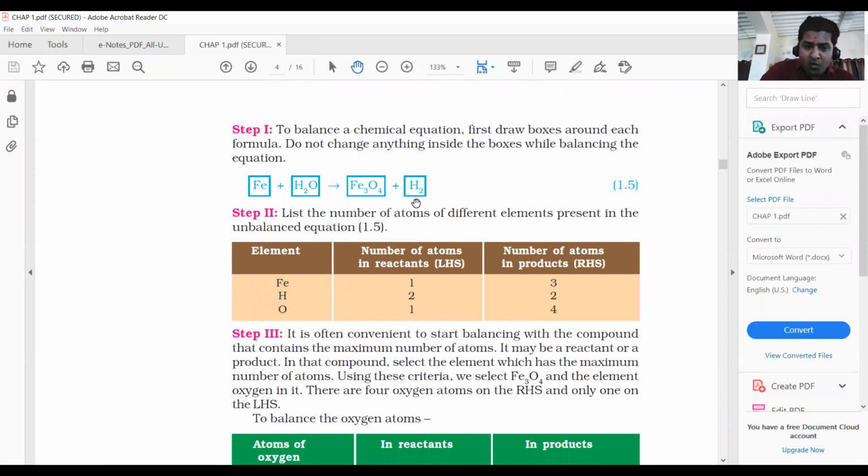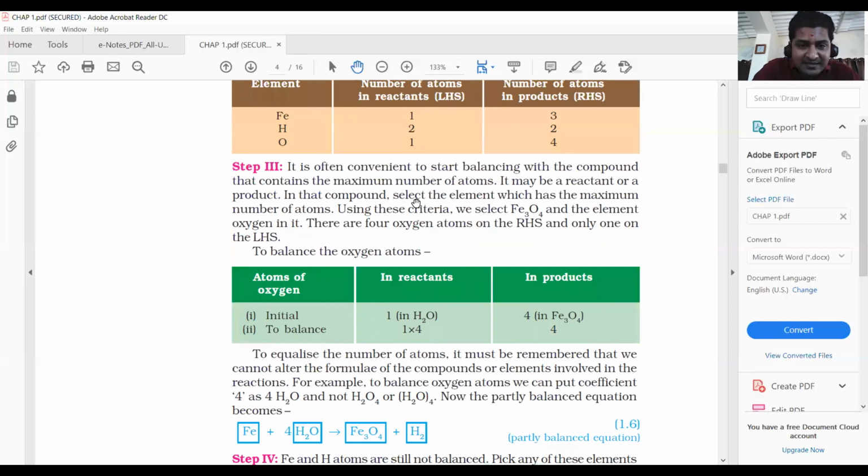So what can our step 3 be? Initially, we can say the atoms of oxygen are 1 in H2O and 4 in the product Fe3O4, and to balance, 1 is multiplied by 4. Yes, so here is the 4.